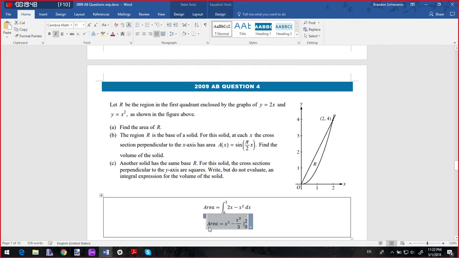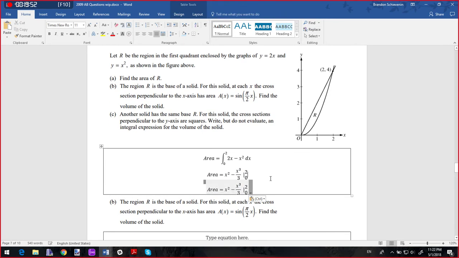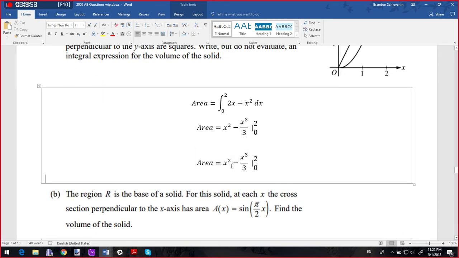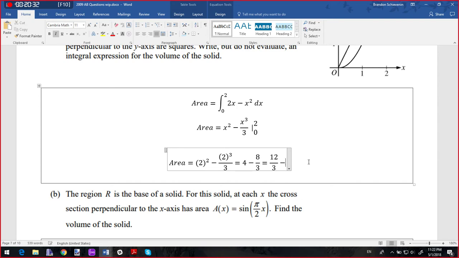If I plug in my upper bound, I'll have this. So when I plug in my upper bound, I have 2 squared minus 2 cubed over 3. And I actually don't need to plug in my lower bound because it's 0. And if I plug in 0, I'm going to get 0. So this is going to be 4 minus 8 over 3. Almost midnight. So I can get a common denominator, and this will be 12 thirds minus 8 thirds, or 4 thirds.